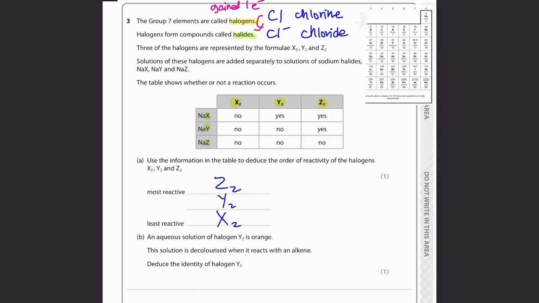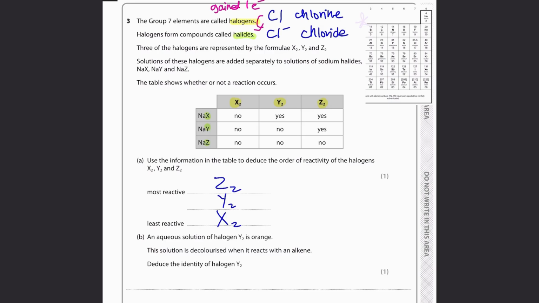Exactly. It's not able to displace itself. Z2 is not going to react with itself. Okay, part B. An aqueous solution of halogen Y2 is orange. This solution is decolorized when it reacts with an alkene. Deduce the identity of halogen Y2.